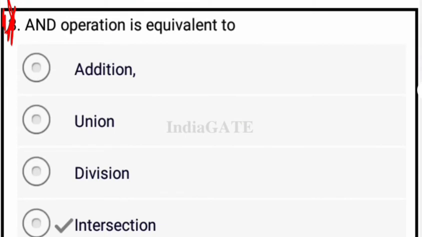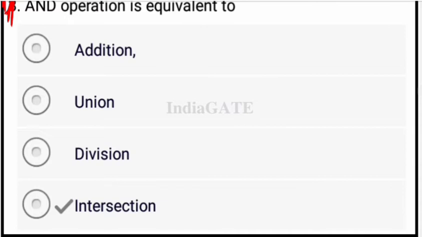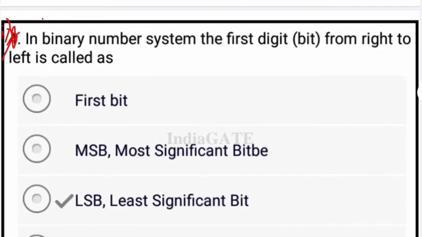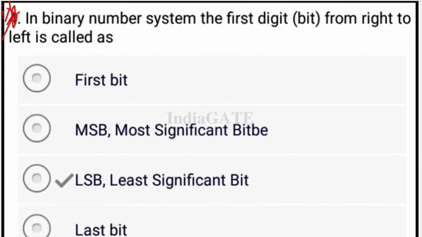The next question is defined as: AND operation is equivalent to what? That is your intersection. It is a very easy question which is asked by the EKT or Air Force. Okay, now come to the next. In the binary number system, the first digit bit, that is the bit from right to left, is known as what? So it is very easy, that is your LSB, least significant bit.